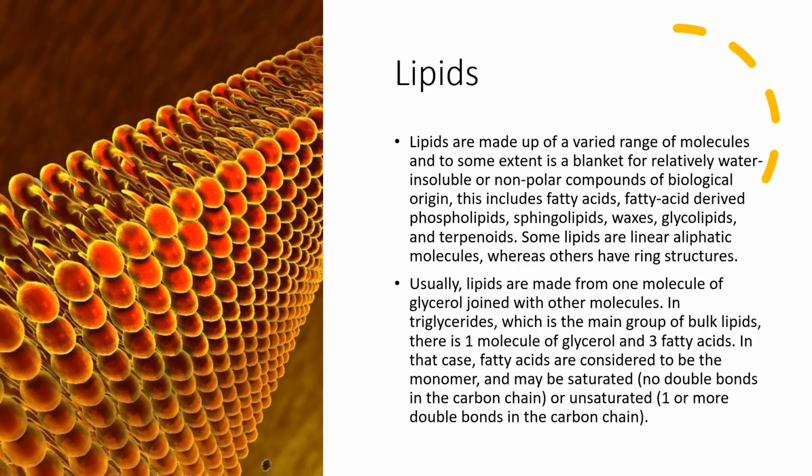In that case, fatty acids are considered to be the monomer and may be saturated, which means they have no double bonds in the carbon chain, or unsaturated, which means that they have one or more double bonds in the carbon chain.